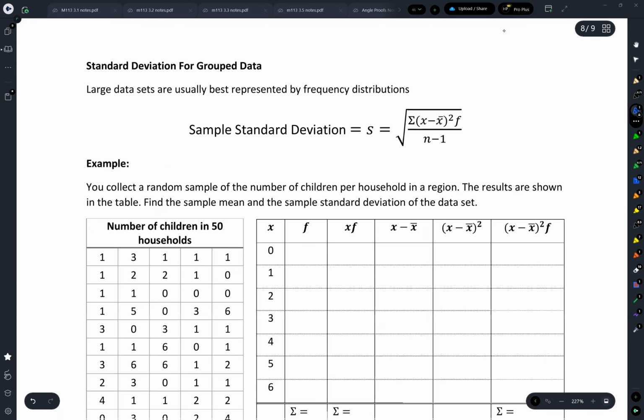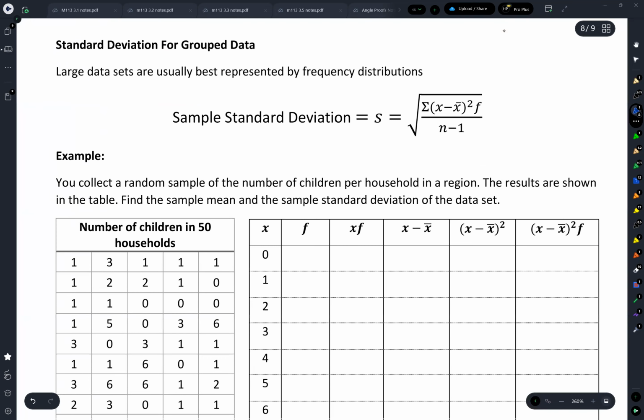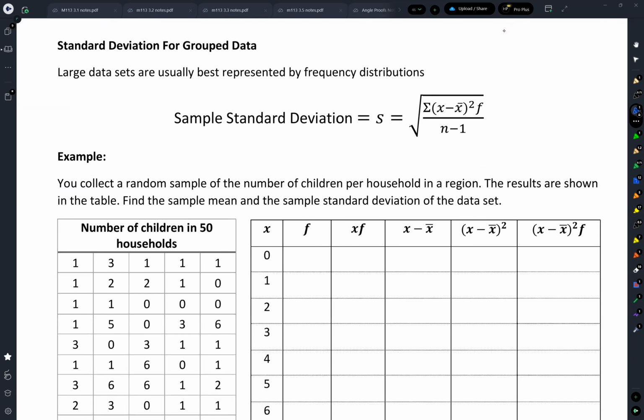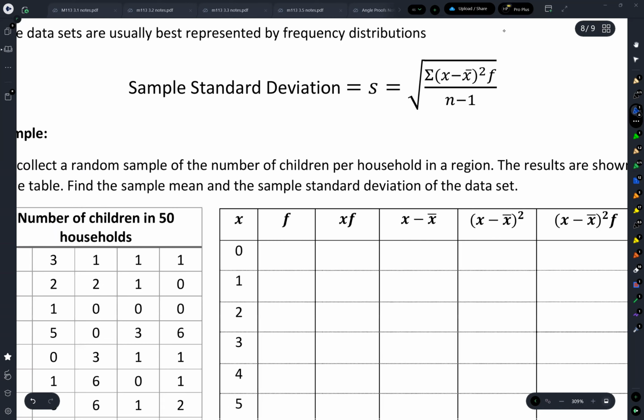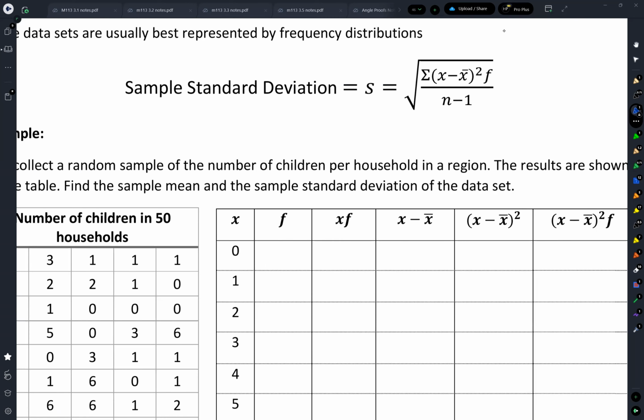Okay, so we're talking about standard deviation for grouped data. This is for if you're trying to take the standard deviation of a frequency distribution. The formula for sample standard deviation, S represents our sample standard deviation, is the square root of the sum of (x minus x bar) squared times the frequency for each class, divided by n minus 1, which is the sample size minus 1.